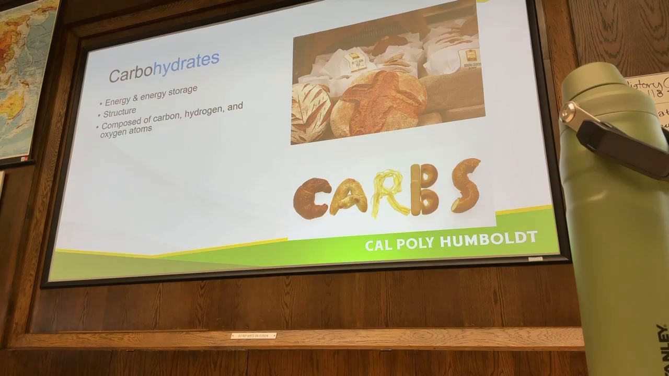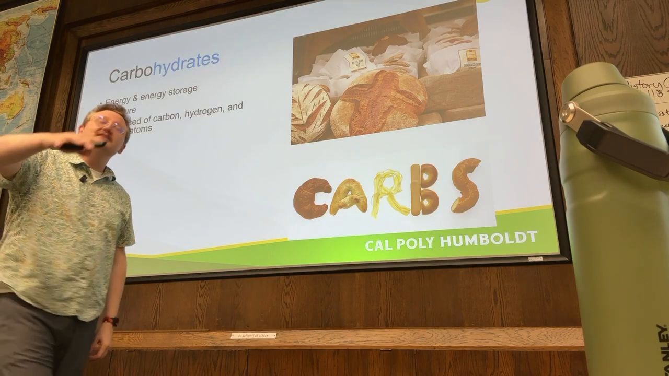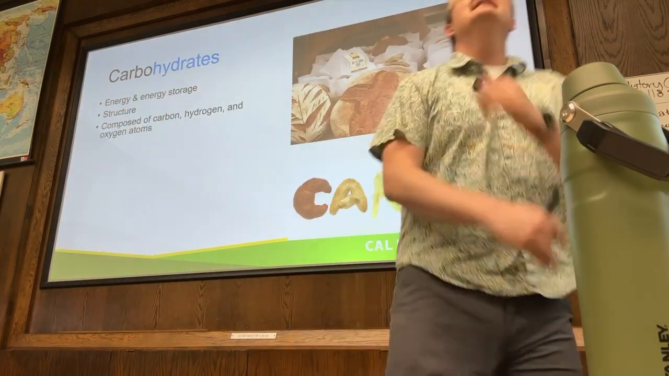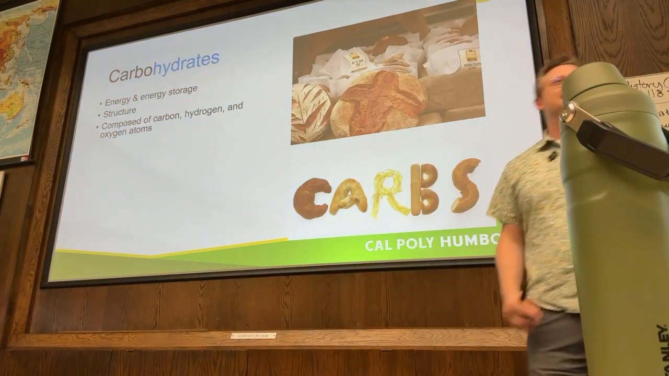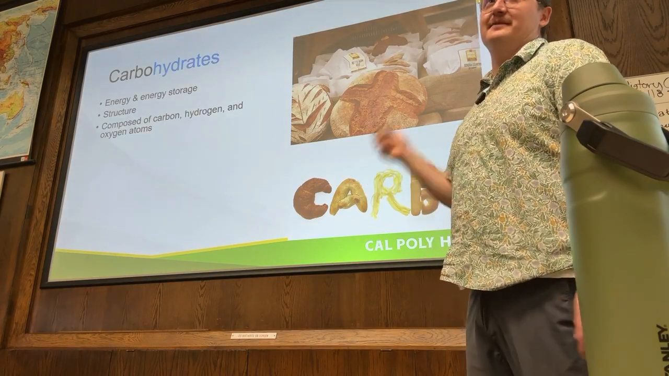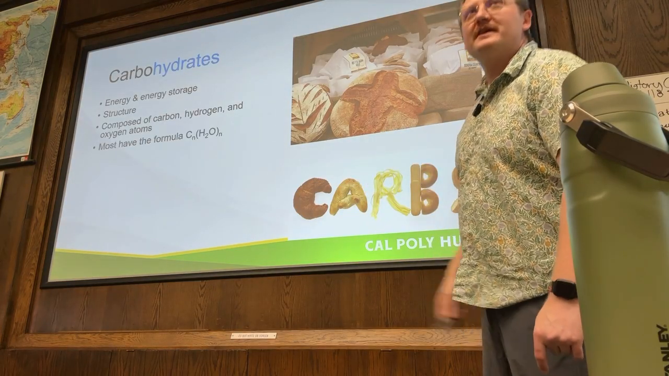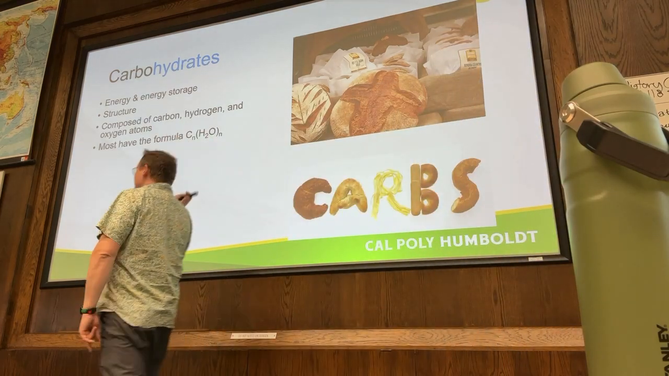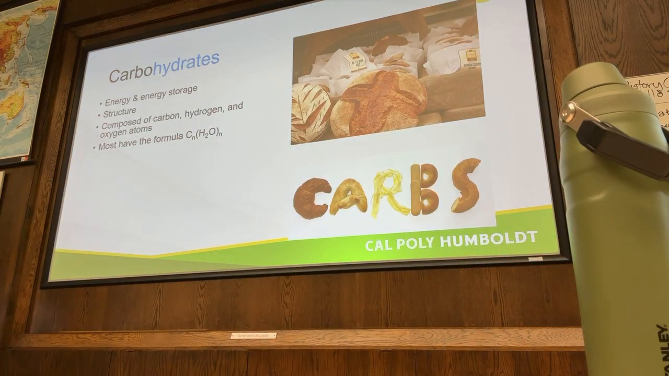The most important one is going to be cellulose, which is the structural carbohydrate used by plants to make their cell walls, all right? What are they made of? Carbon, hydrogen, and oxygen atoms. We're going to see their general formula right here, which is C sub n, parentheses H2O sub n. What does that mean? Here's what it means.